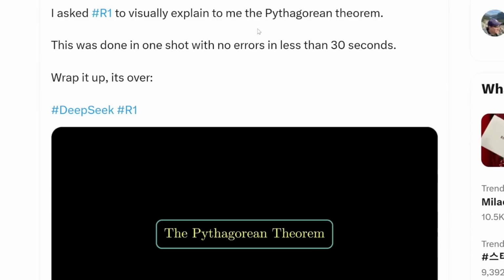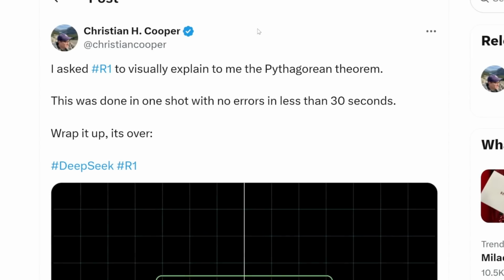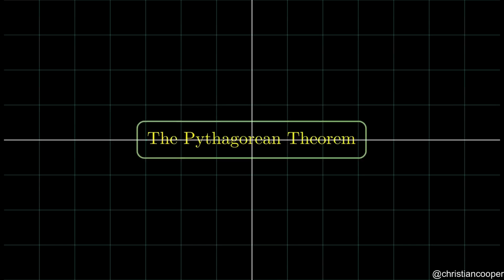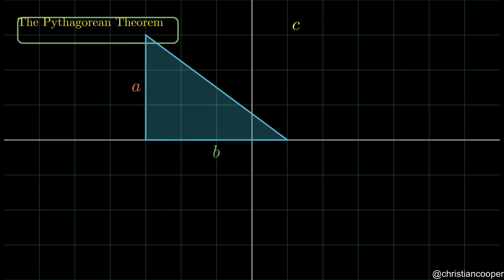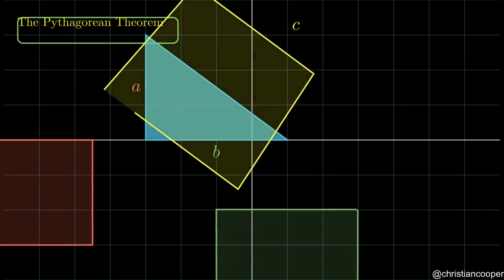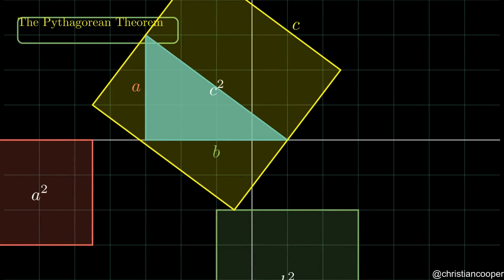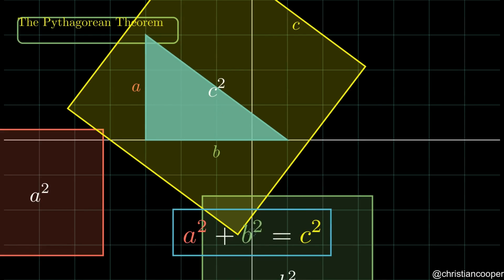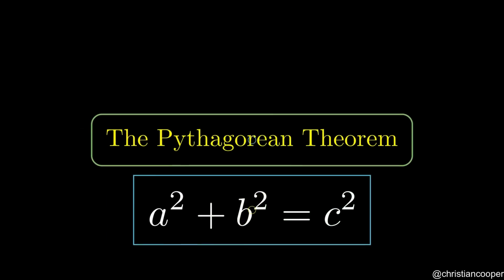that others have posted. So this person got DeepSeek R1 to create an entire animation explaining the Pythagorean theorem. And he says this was done in one shot, so with just one prompt, with no errors in less than 30 seconds. By the way, it's outputting this in a coding language called Manim, which is an open source tool for creating mathematical animations and explanatory videos. So pretty crazy already how DeepSeek R1 is able to create this.